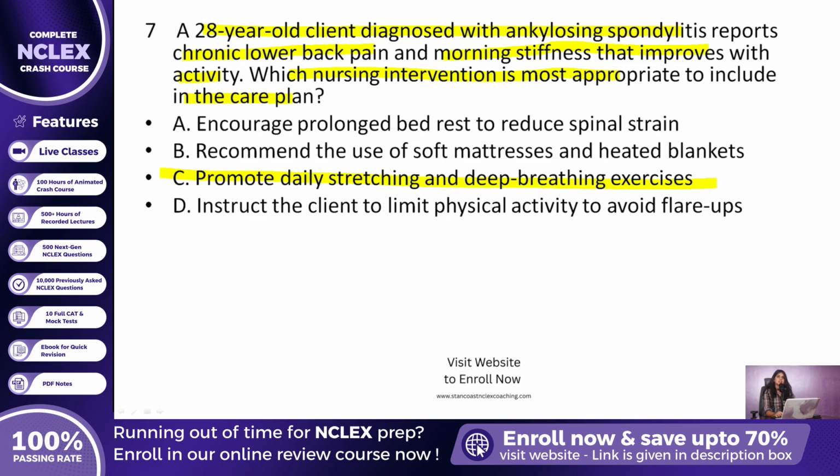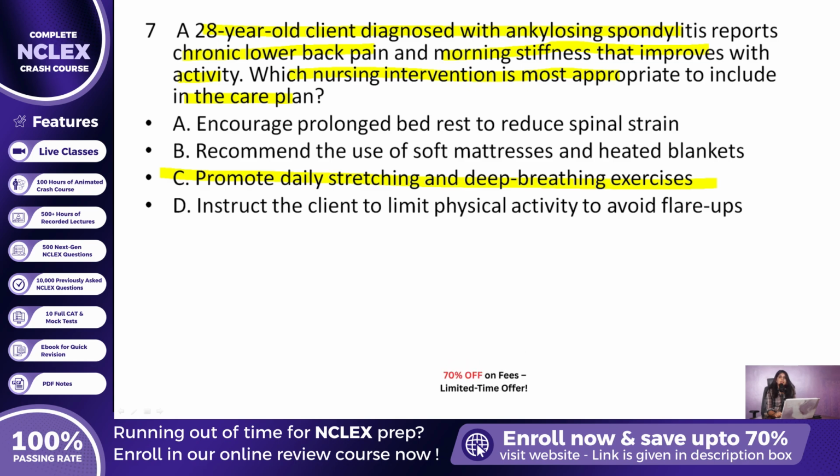Let's see why other options are incorrect. Option A, bed rest can actually worsen stiffness and accelerate spinal fusion. Regular physical activity is necessary to maintain mobility. Option B, soft mattresses may worsen spinal alignment. A firm mattress is generally better for maintaining posture and reducing pain. Option D, limiting activity promotes stiffness and immobility, which is exactly what we want to prevent in ankylosing spondylitis. Clients should engage in low-impact exercises like swimming or yoga.